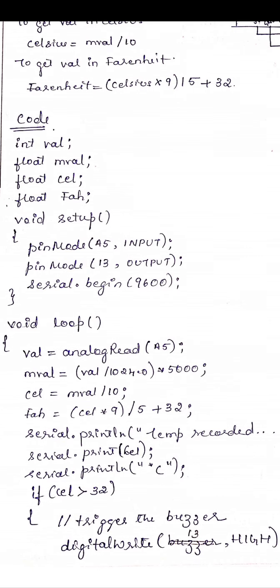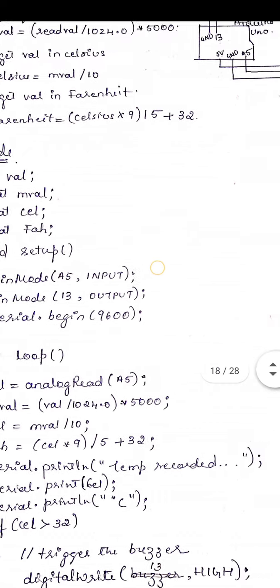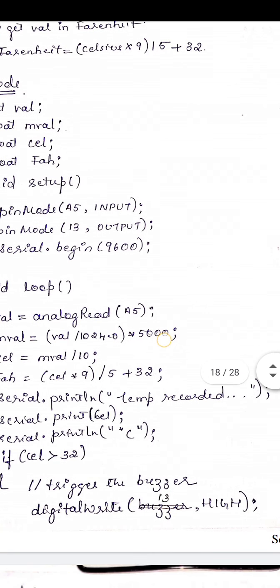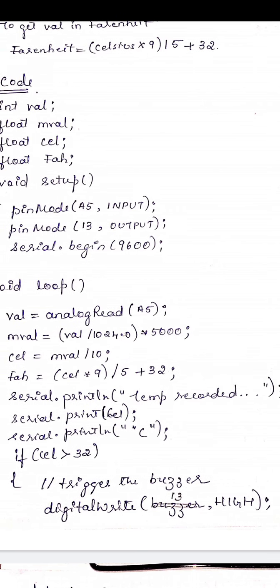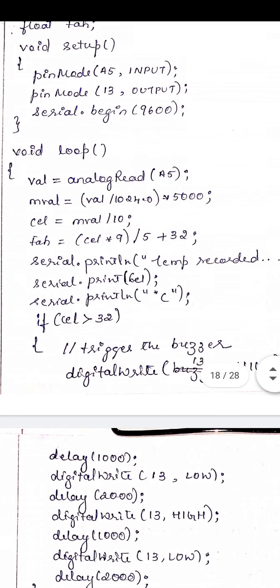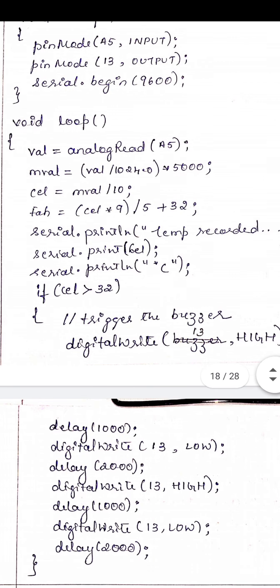Here in pinMode, A5 is our input pin through which we are reading the temperature, and the buzzer is connected to pin 13, which is our output pin. Again, I wish to write the temperature being read in my serial monitor, hence Serial.begin(9600). Now we will read the value from A5, then I will do the conversions. I will maintain the Celsius and Fahrenheit values. I will also print the value in Celsius on my serial monitor.